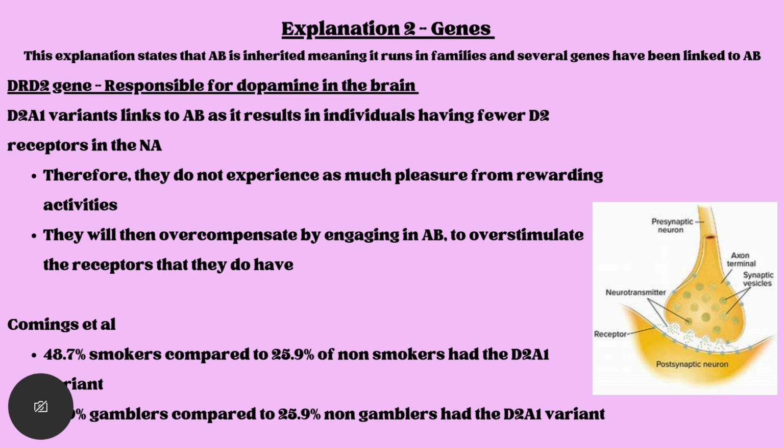There's a study here to show how the variant varies between addicts and non-addicts. Cummings et al. found that 48.7% of smokers compared to 25.9% of non-smokers had the D2A1 variant. And then he also found that 50.9% of gamblers compared to that 25.9% of non-gamblers also had the D2A1 variant. So in both of these examples, the addicts had higher amounts of this D2A1 variant.